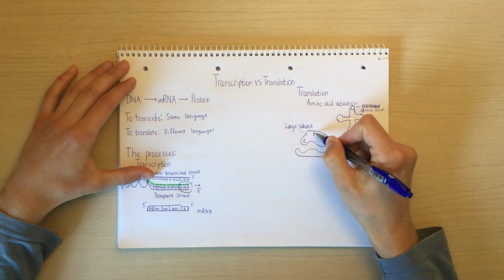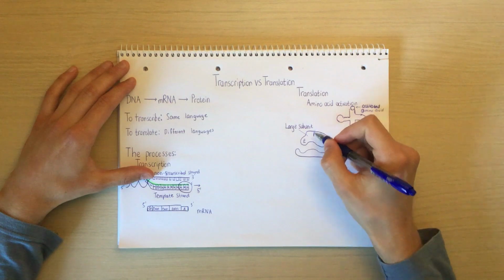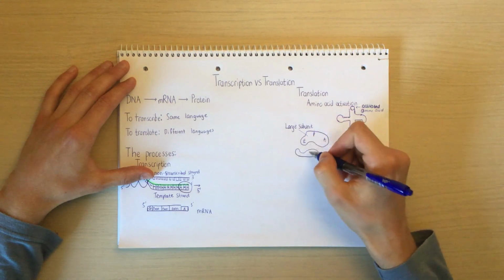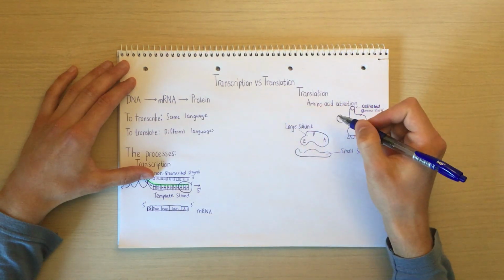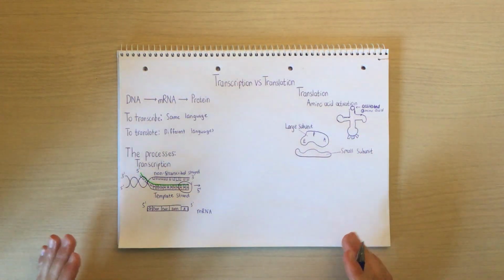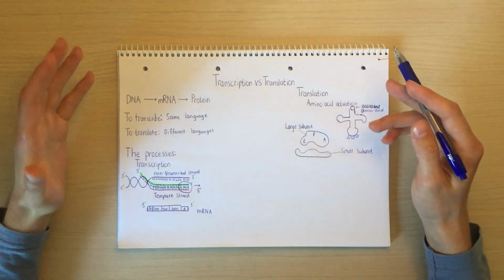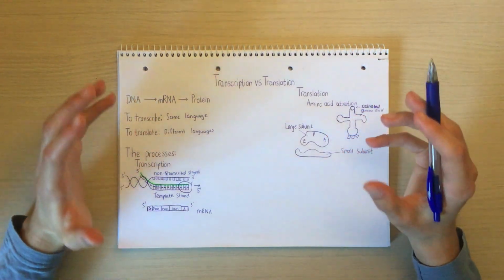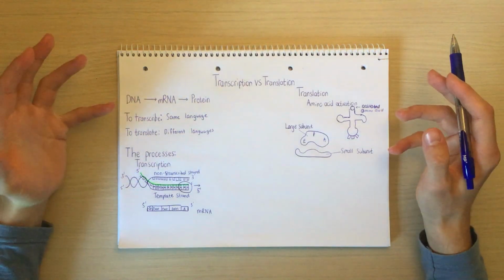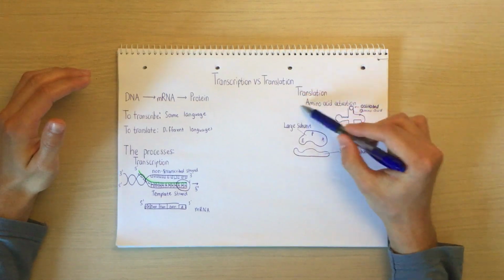The P indicates the peptidyl site. This is where the peptide bonds will form. And the E indicates the exit site. This is where the tRNA molecules will leave the ribosome. Now, before we go any further, it's important to understand that amino acids are coded for by triplets of bases called codons. Okay, so with that in mind, let's go ahead and look at the process of translation.